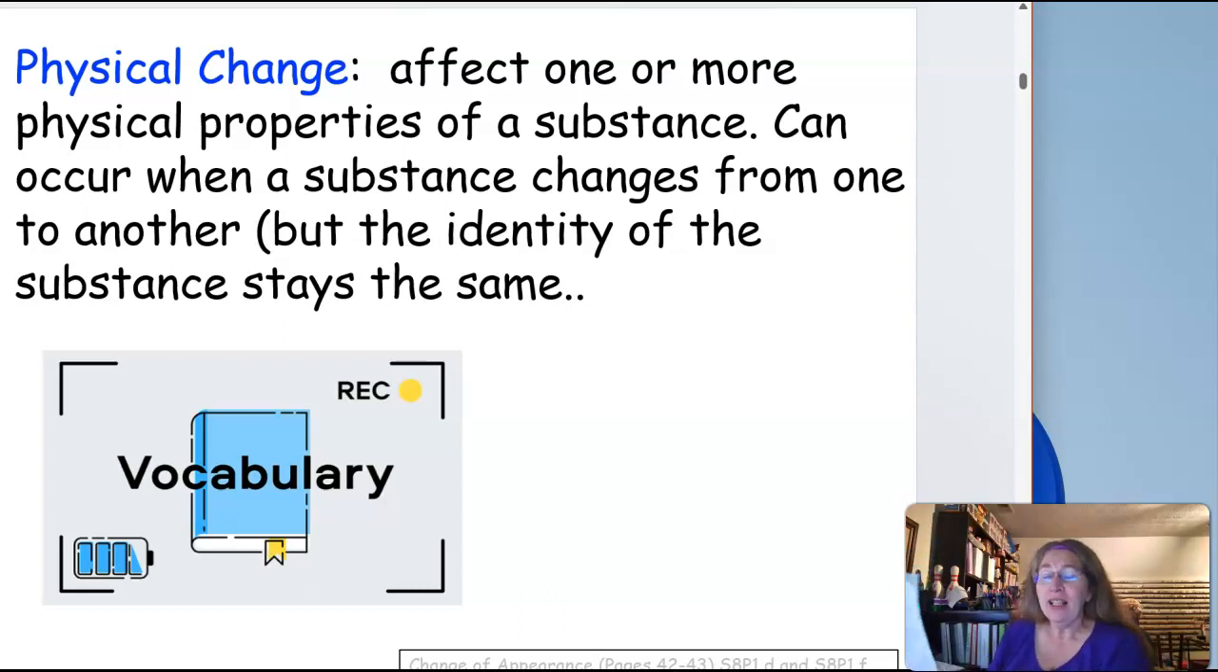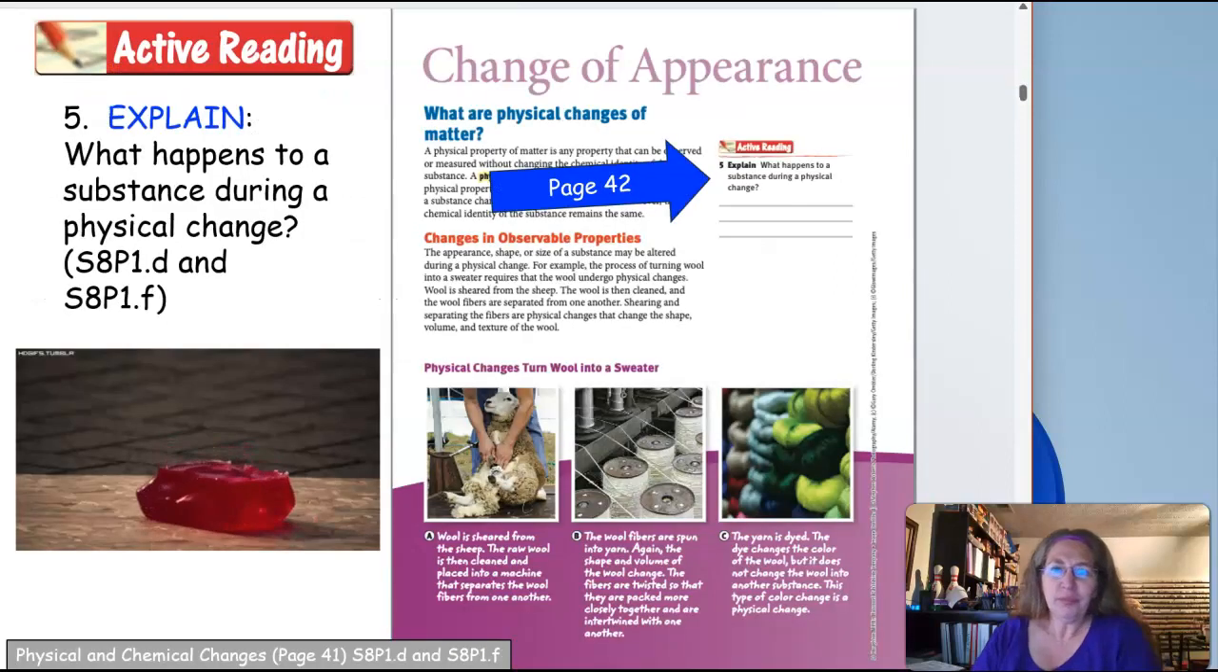Remember that I want you to highlight your vocabulary words as you go along. Vocabulary is one of the most important things in learning science, no matter what grade level you're in or what level of life you're in. So a change of an appearance.